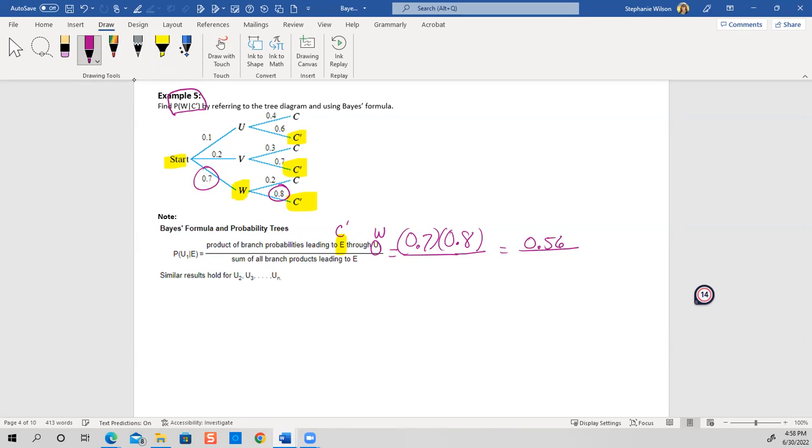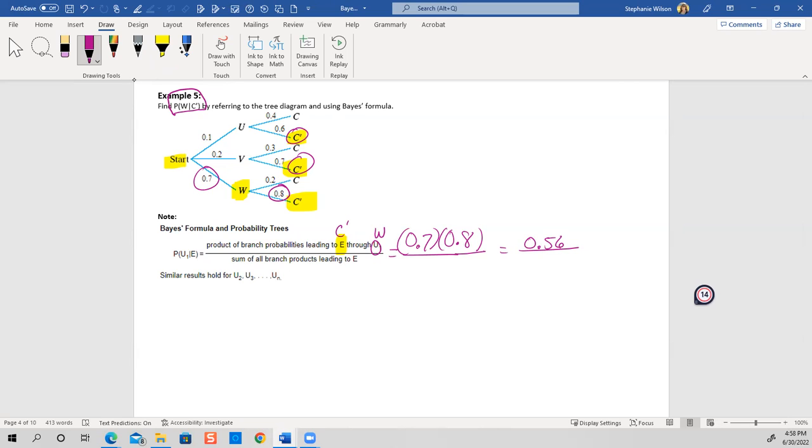Okay, so far so good. Now we need to figure out what's the denominator. So it's the sum of all of them. Well, if you notice, C complement played in a lot of places. So first things first, we need to see what we got going on here.